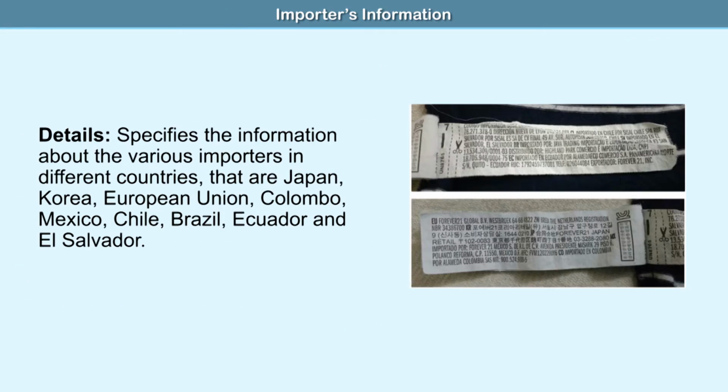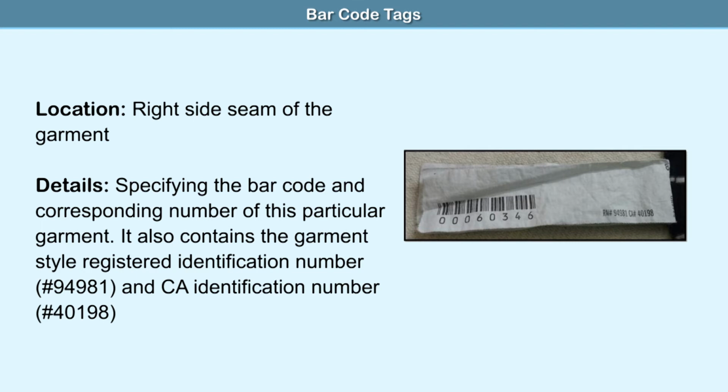The details specify the information about the various importers in different countries: Japan, Korea, European Union, Colombia, Mexico, Chile, Brazil, Ecuador and El Salvador. The location of this care label is the right side seam of the garment. It specifies the barcode and corresponding number of this particular garment, and it also contains the garment style, registered identification number and CA identification number.